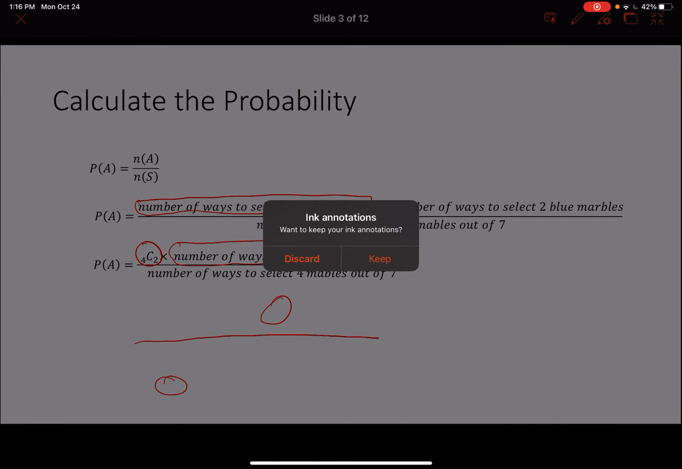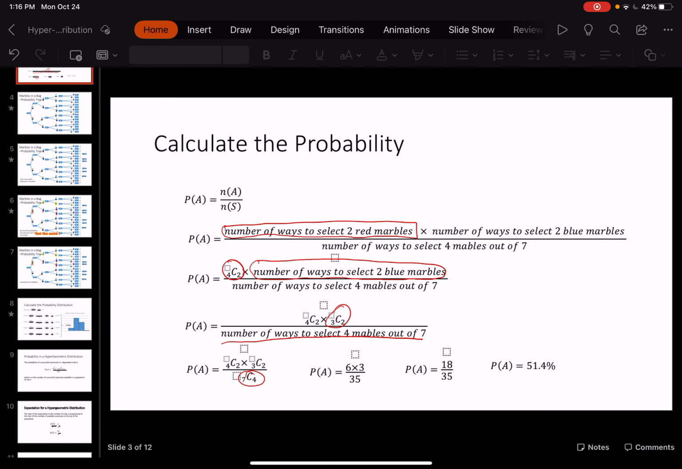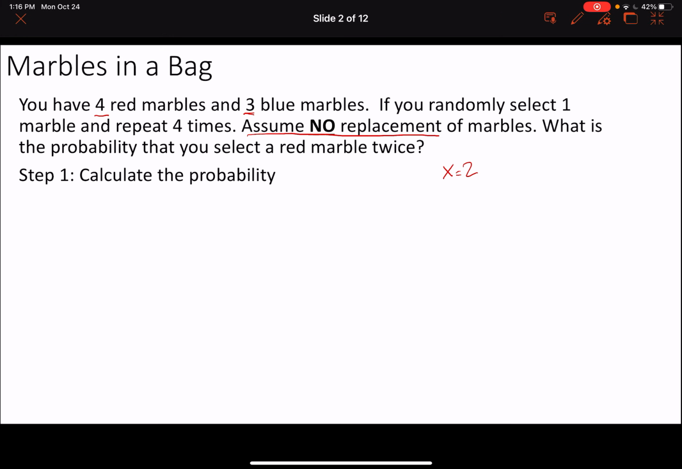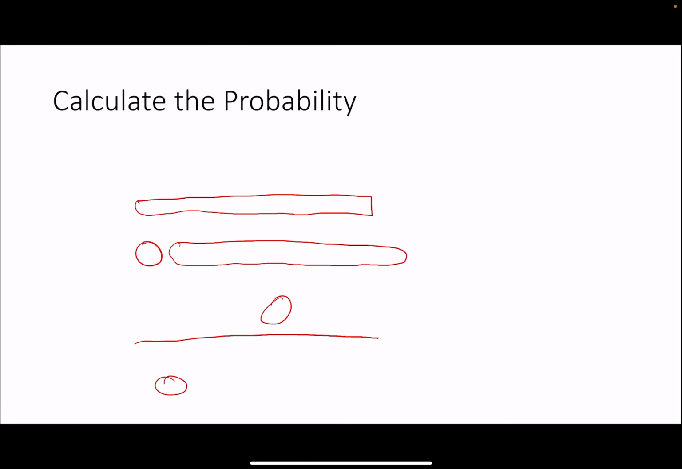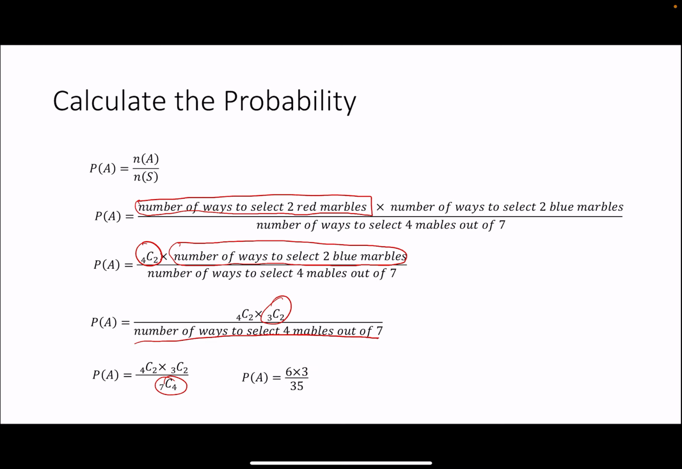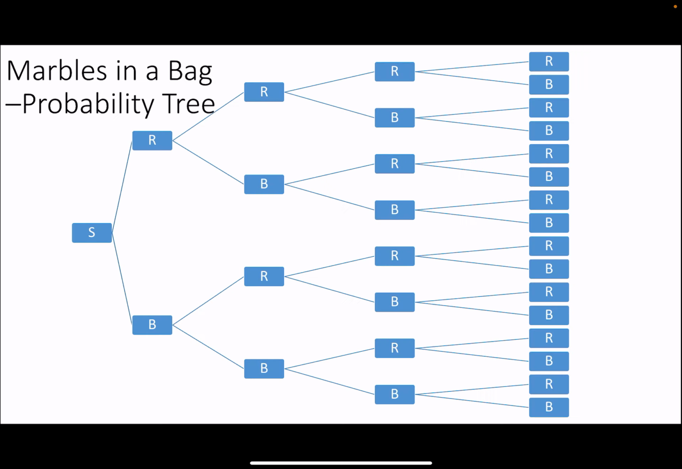So we calculate the probability, then we draw a probability tree. We calculated the probability: 4 choose 2 is 6, 3 choose 2 is 3, and 7 choose 4 is 35, which is 18 out of 35, which is a 51% probability that we will select 2 red marbles out of the 4 red marbles, out of the 7 total marbles. And here we have our probability tree.